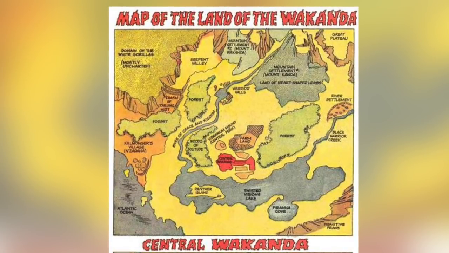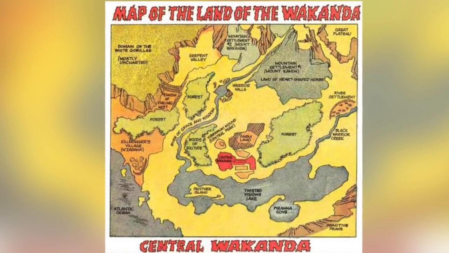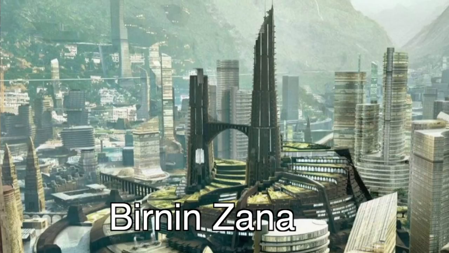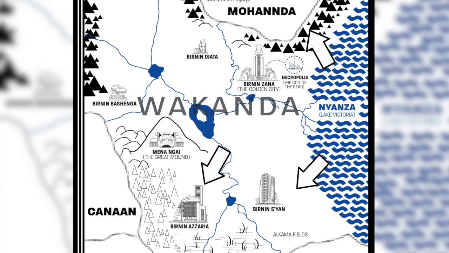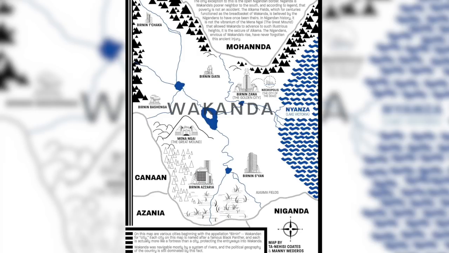In terms of their border demarcations, the country of Wakanda is almost always depicted as a place that only has sovereignty over its capital, Birinzana, as well as a few other towns, valleys, and hills surrounding it, divided into tribal territories that unified, such as Kanan, Azania, Niganda, and Mohanda.